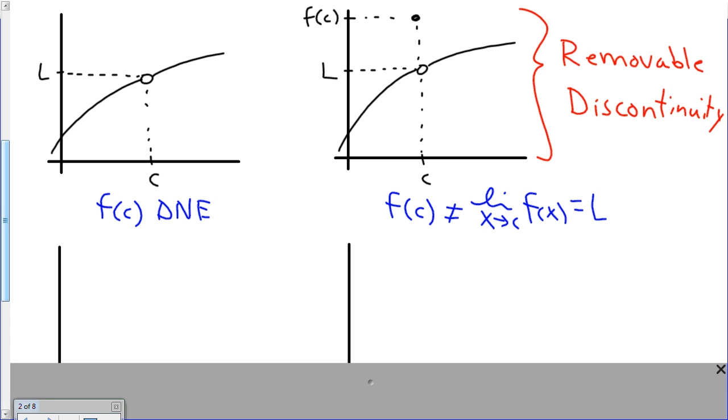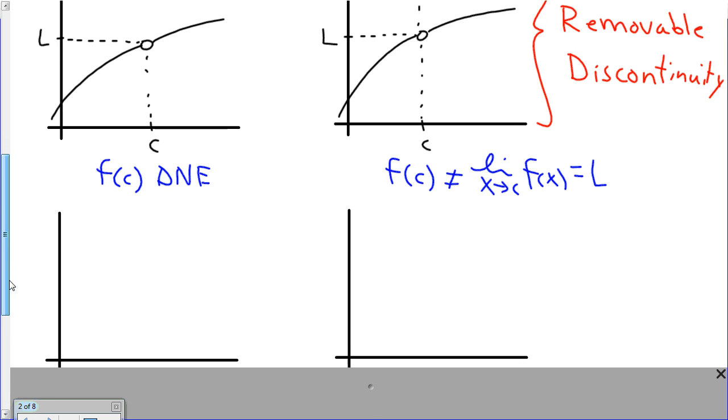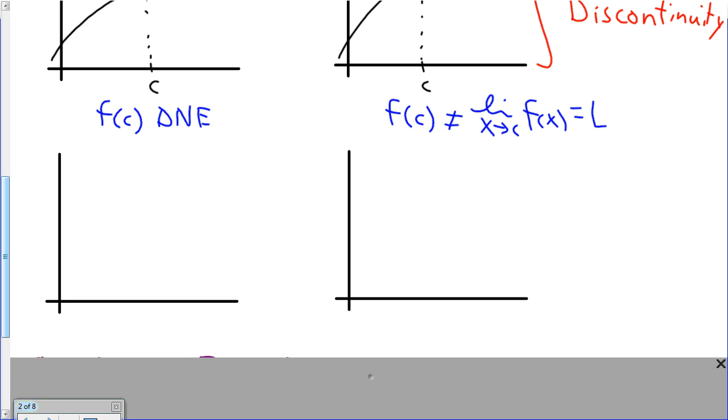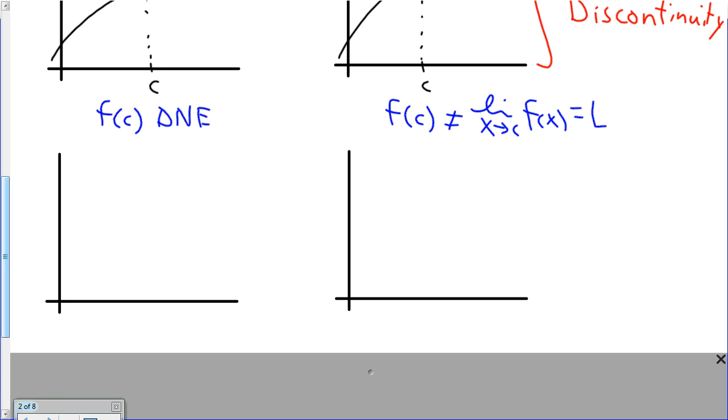All right, let's take a look at another set of functions here. Again, both of these will be discontinuous functions. This next one here, let's sketch a graph that looks something like this.